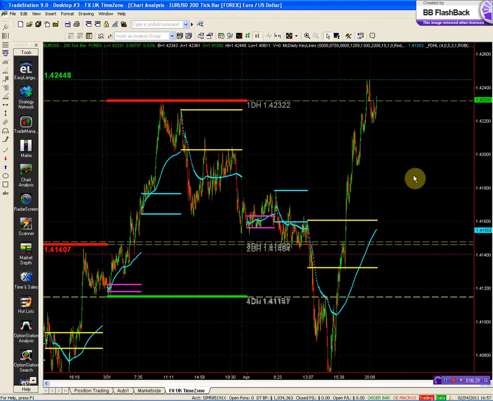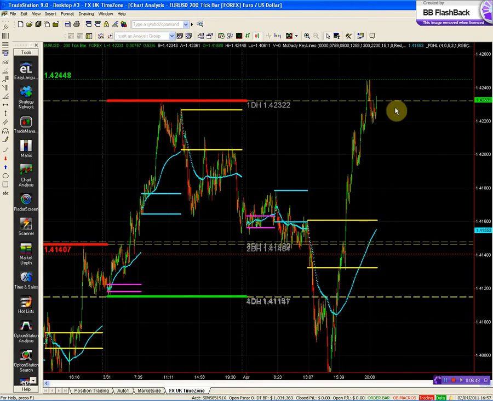So around the daily highs and lows, we don't want the market to trade above the highs and come back in, or below the daily lows and then mean revert. So our stops are going to be either side of these levels.